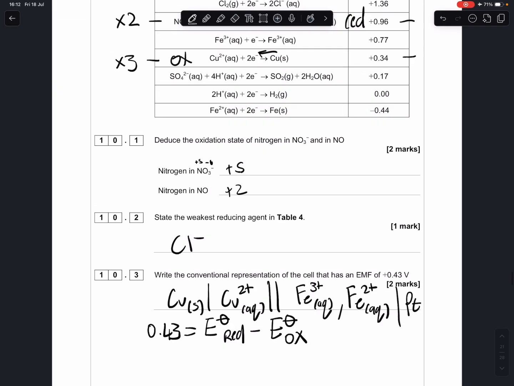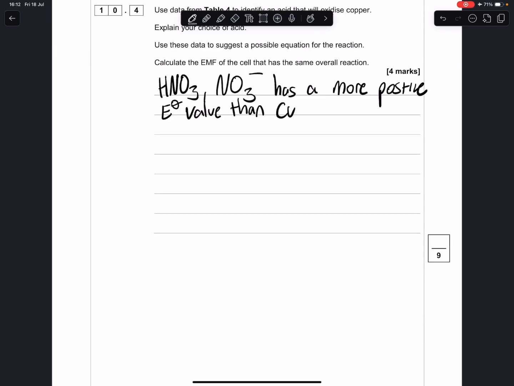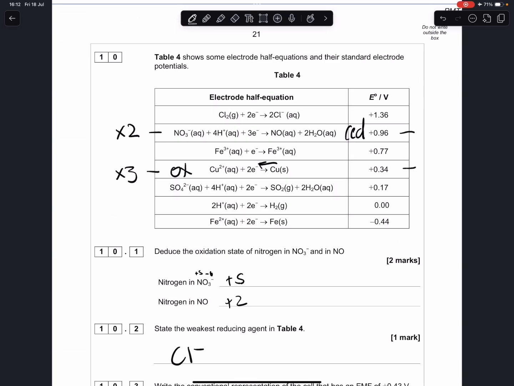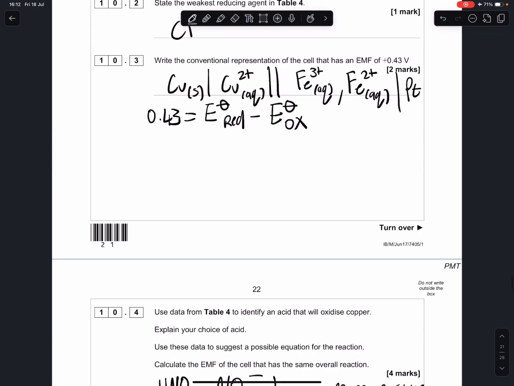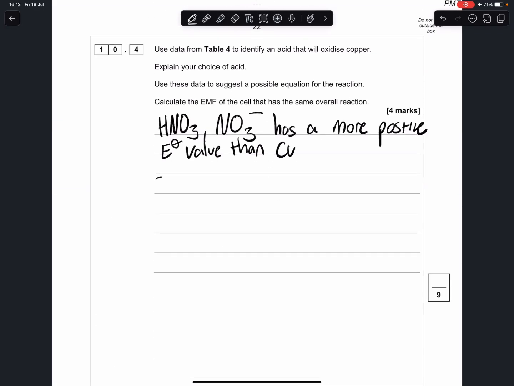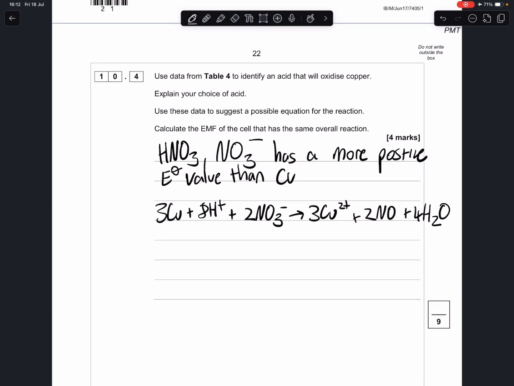For the sake of time, I'm just going to write it out rather than go through it systematically, but in your exam you have to write out each equation systematically, multiply them by 2, multiply by 3, and then combine. So that will give you your overall equation of this here. So that's your overall equation, and it says calculate the EMF of the cell that has the same overall reaction.